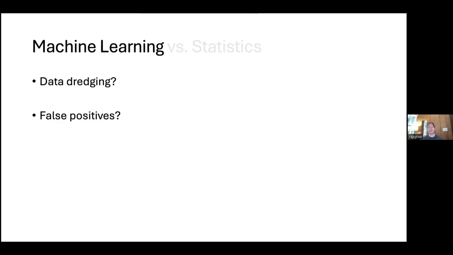And the way we try to avoid this in machine learning is through the use of what we call training data. So with training data, these are the input data that we use to build our model. And by training on known data, we can hopefully avoid overfitting the models so that we limit false positives and limit the effects of data dredging.